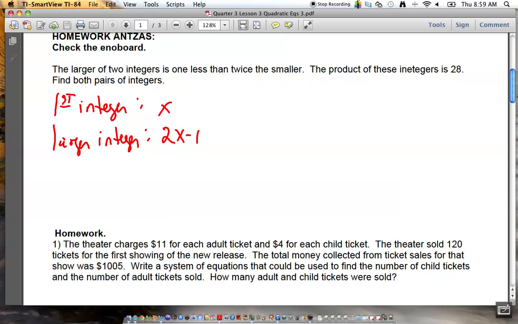Now, what's the next key word in there that's so very important? Product. That means multiply. So x times 2x minus 1 equals what? 28. So how do you think you do here? What do you do next? You distribute. Good. What's x times 2x? 2x squared. X times negative 1? Negative x equals 28.